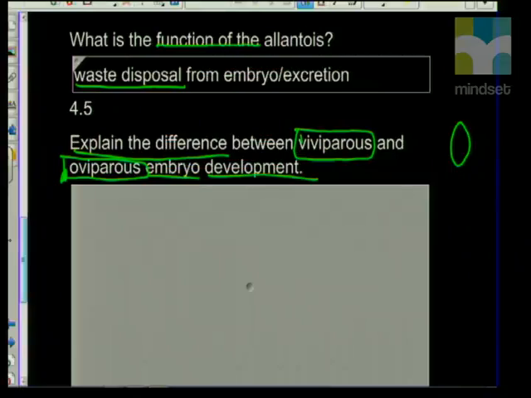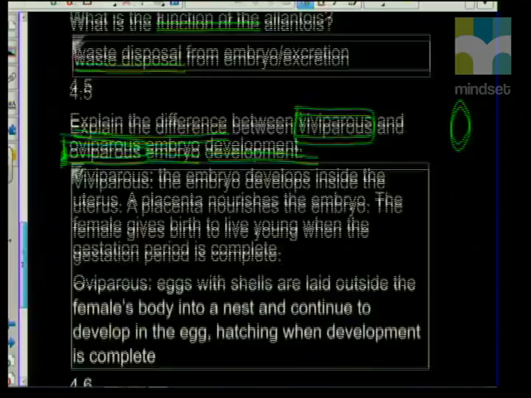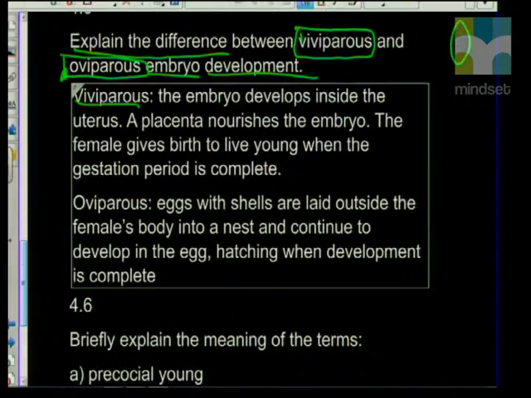So let's see this answer quickly. Very simple. If I can get it open. There we go. Viviparous: the embryo develops inside the uterus. Remember, that's inside. It's getting all its nutrients from its mom. The placenta nourishes the embryo. Same as I told you.